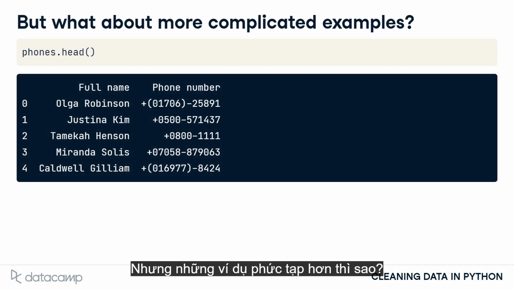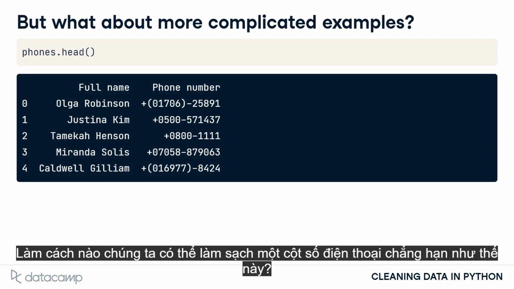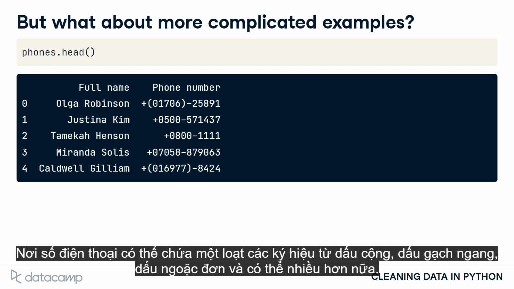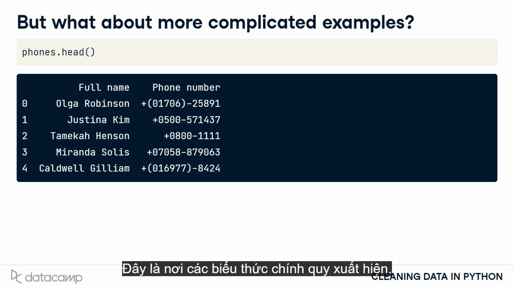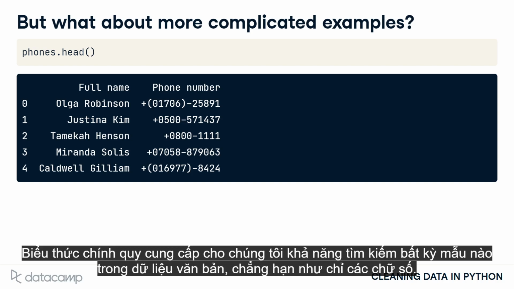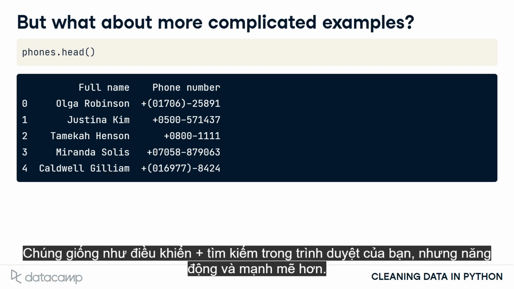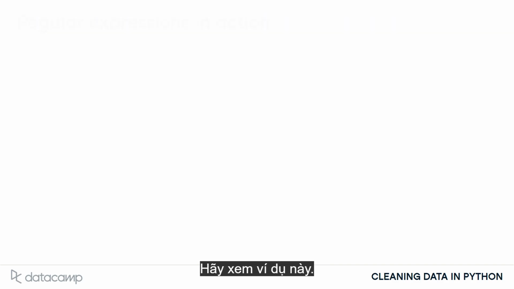But what about more complicated examples? How can we clean a phone number column that looks like this, for example, where phone numbers can contain a range of symbols from plus signs, dashes, parentheses, and maybe more? This is where regular expressions come in. Regular expressions give us the ability to search for any pattern in text data, like only digits, for example. They are like Control plus Find in your browser, but way more dynamic and robust.